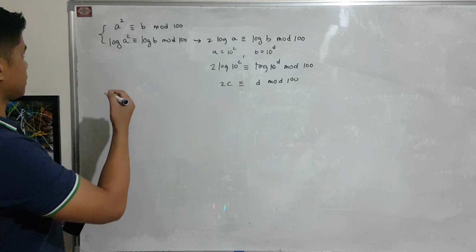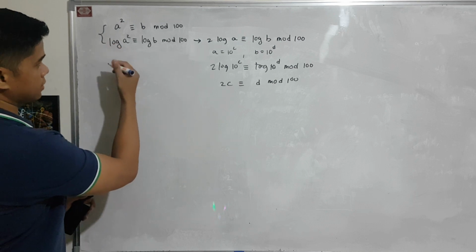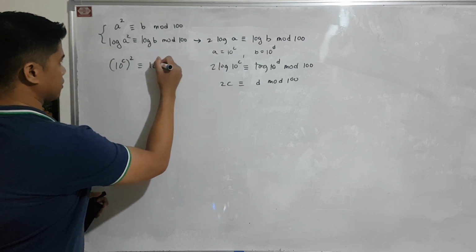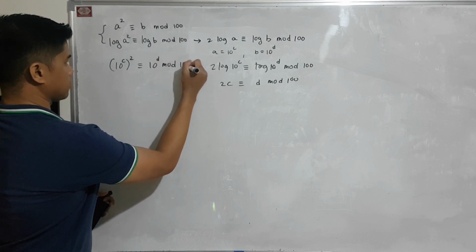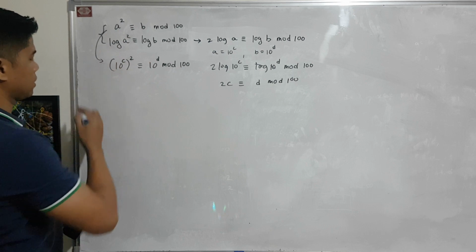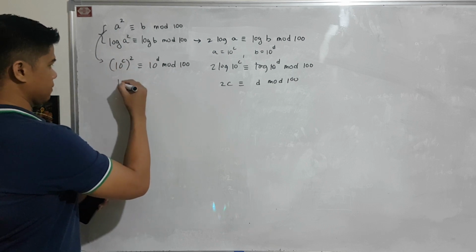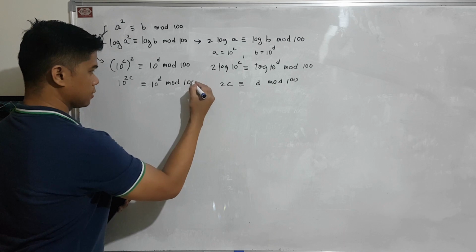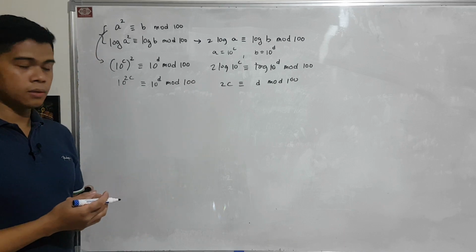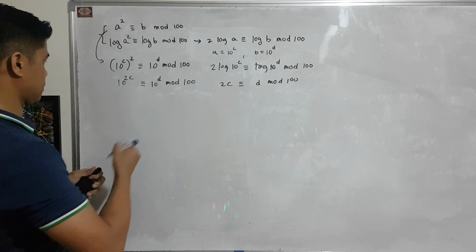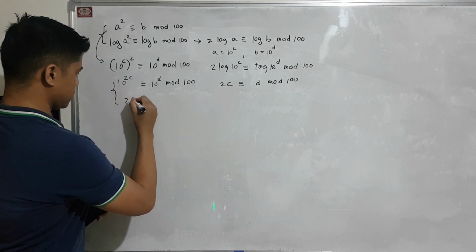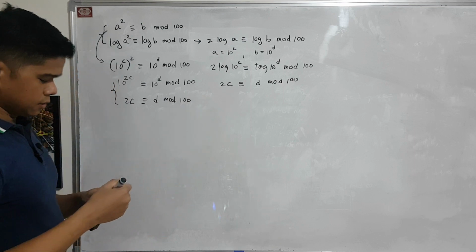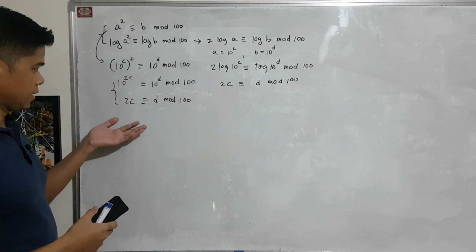Okay, so we simplify our second congruence into no more log, only in terms of c and d. We also need to rewrite the first congruence: a square becomes 10 to the c square, which is 10 to the 2c, congruent to b, which is 10 to the d, mod 100. So we were able to rewrite our original system into 10 to the 2c congruent to 10 to the d mod 100, and 2c congruent to d mod 100. So instead of looking for a and b, now we're looking for the c and d that satisfy this system.